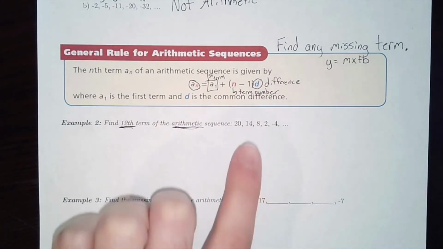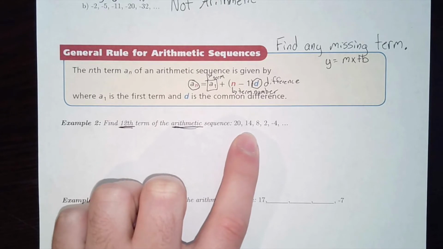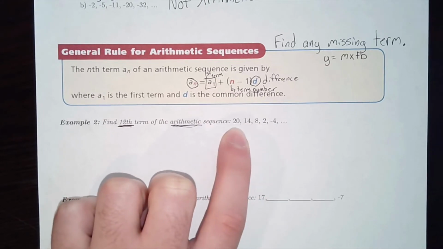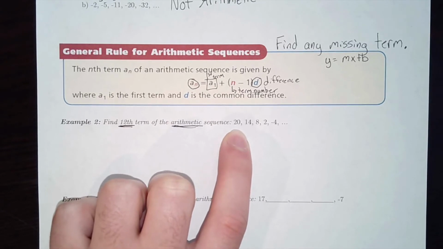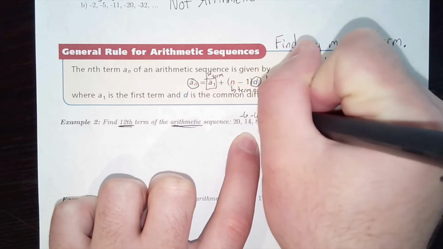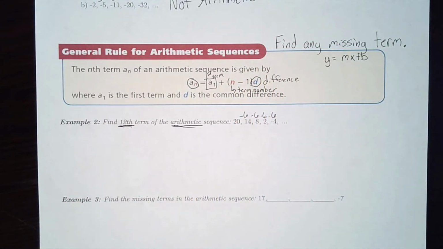Then I can look at my sequence here. I have 20, 14, 8, 2, and negative 4, and then it keeps going from there. Well, if I look here, I can start to identify my pattern and that difference that I have. It looks to be like I'm subtracting 6, and that subtracting 6 goes through my entire sequence. So I know that's going to be my difference.